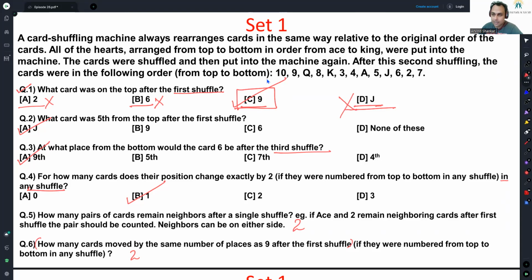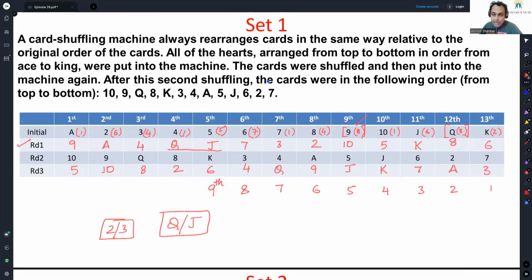In order to draw a parallel, let's say I gave you this. B-R-E-D. This is a four-letter word. In how many ways can you rearrange the letters? Hopefully you don't go 4 factorial minus 1, because B-R-E-D we cannot count because it is already in that order. If you're rearranging, you're also counting the case that was there initially. Similarly here, how many cards moved by the same number of places as 9 after the first shuffle? The answer should be card 9 and card Q both.